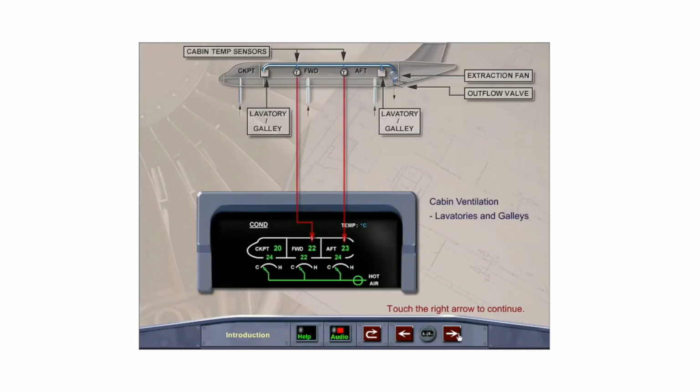The cabin lavatories and galleys are ventilated by an electric fan which draws cabin air from the lavatories and galleys and exhausts it overboard near the outflow valve. The fan runs continuously if electrical power is available. The cabin temperature sensors are located within the ducting which ventilates the lavatories and galleys.